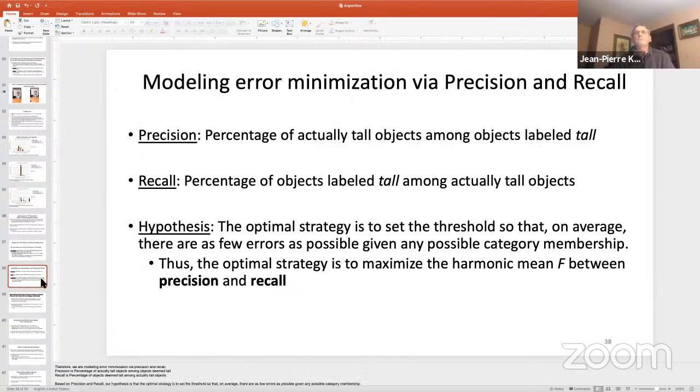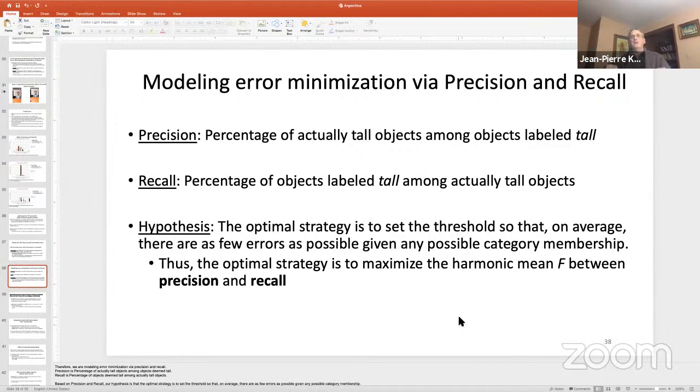Now, we are modeling error minimization via precision and recall, which is an idea that comes from document retrieval, from Spärck Jones a long time ago, but that is standardly used in computational linguistics, particularly information retrieval. So precision is the percentage of actually tall objects among the objects that are labeled tall. That is, how many of the objects that a participant has labeled as tall, by moving them or saying, yep, that's tall, are actually tall.